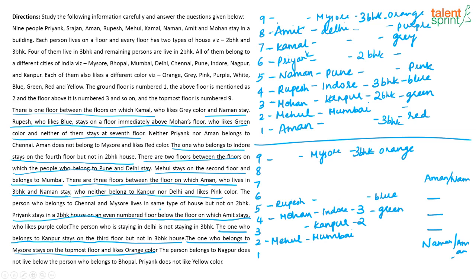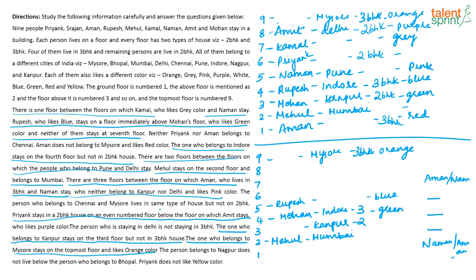I'm sorry for that. Okay, then the person who's staying in Delhi is not staying in a 3 BHK. So the person who's staying in Delhi is staying in a 2 BHK. So that is 2. Now which places are we left with? We are left with Chennai, Bhopal and Nagpur. 3 places we are left with.